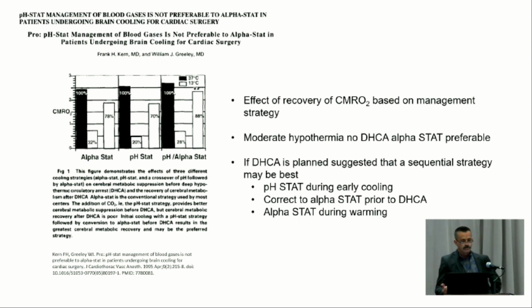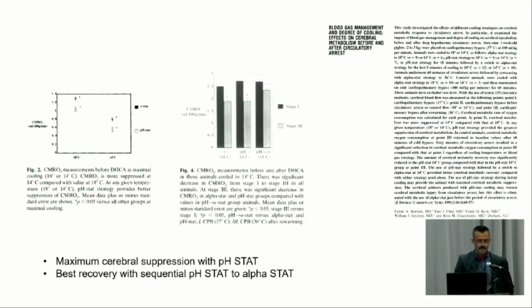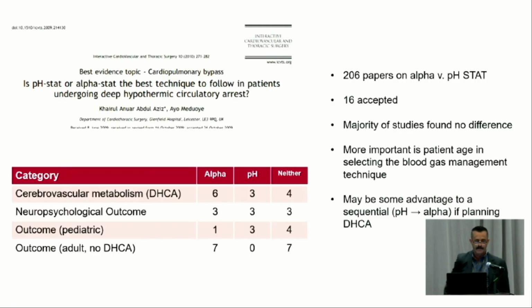Work out of Duke showed that in deep hypothermic circulatory arrest, when you compared different strategies, there was better cerebral metabolic rate recovery if you used pH stat during the cooling phase, then converted to alpha stat prior to circulatory arrest, and used alpha stat in the rewarming. So there were a lot of disruptor papers in the 1990s demonstrating a potential benefit.